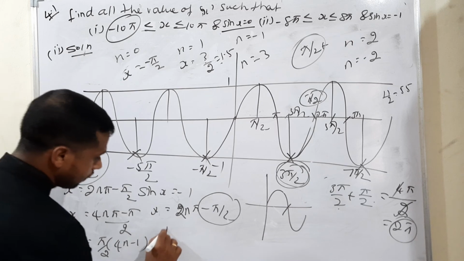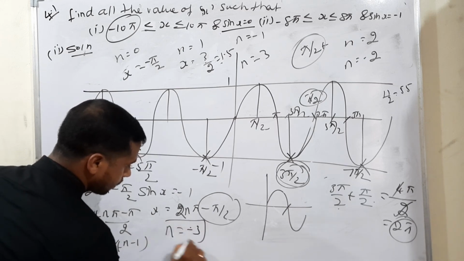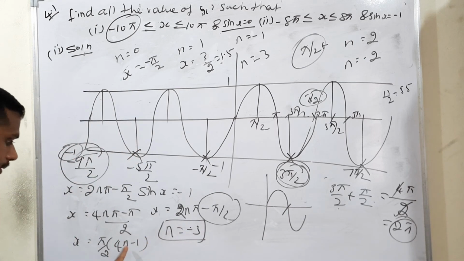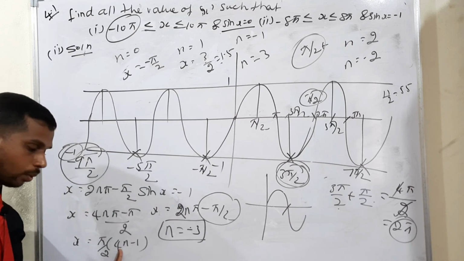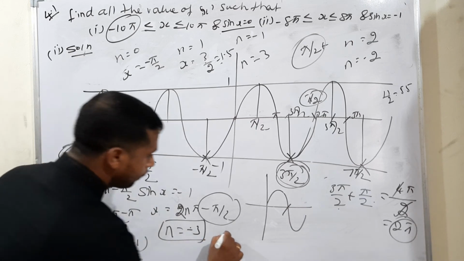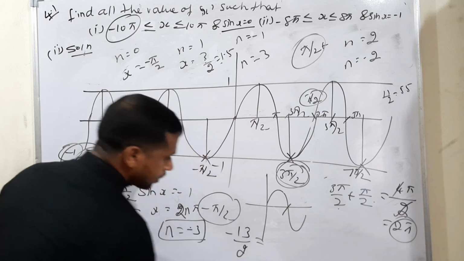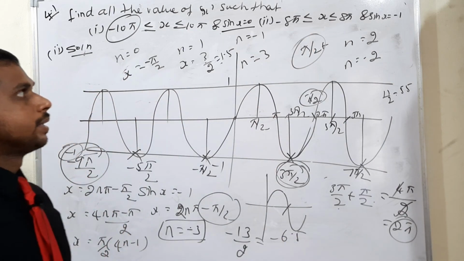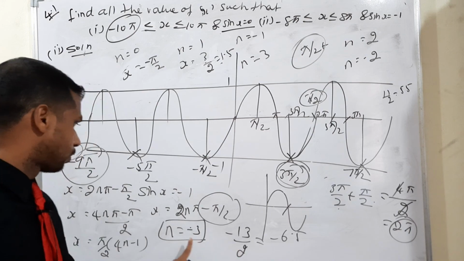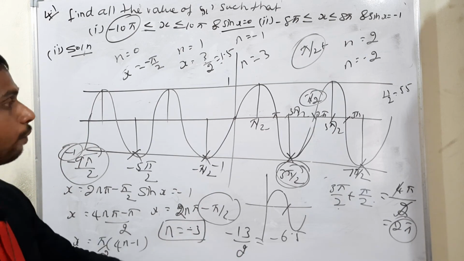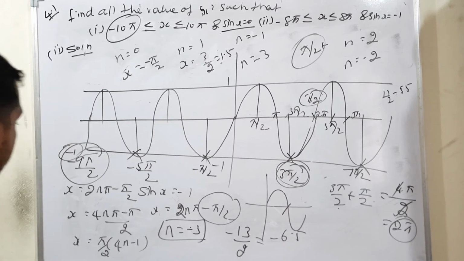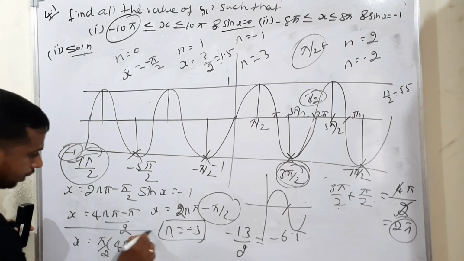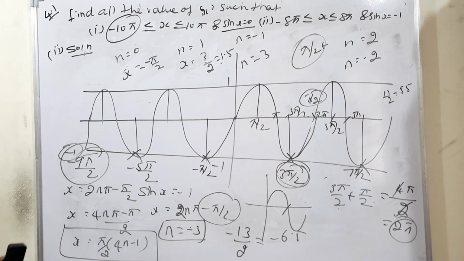Minus 3 means n is equal to minus 3. What will happen? n is equal to minus 3 means 4 into minus 3 is minus 12. Minus 12 minus 1 is equal to minus 13 by 2, so minus 13 pi by 2 means minus 6.5. It's in the interval, minus 8 to positive 8. So minus 3 is also a suitable case, but positive 4 and negative 4 we have to check. So what are the possible cases? The main term is x is equal to pi by 2 into 4n minus 1.